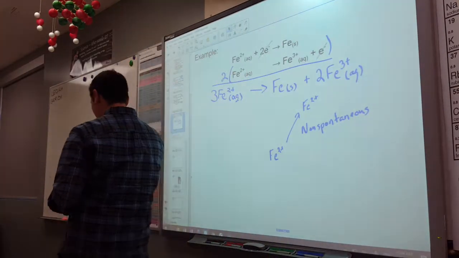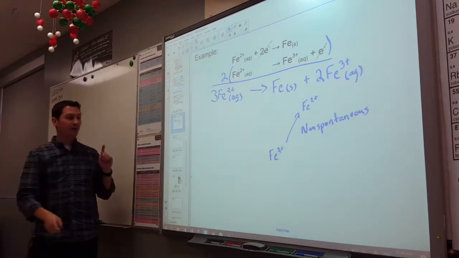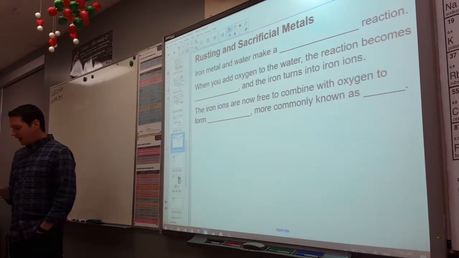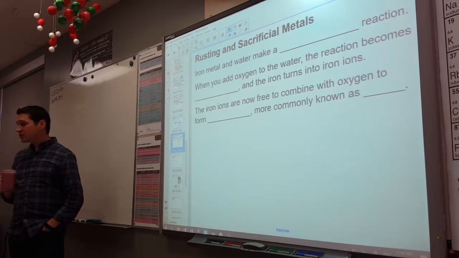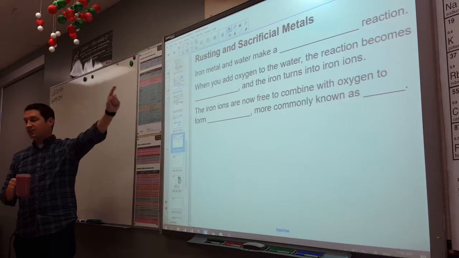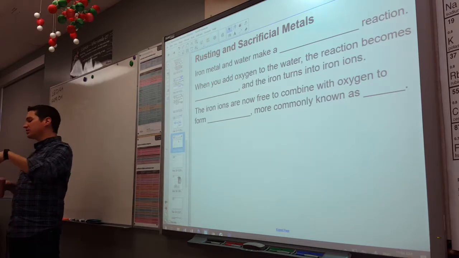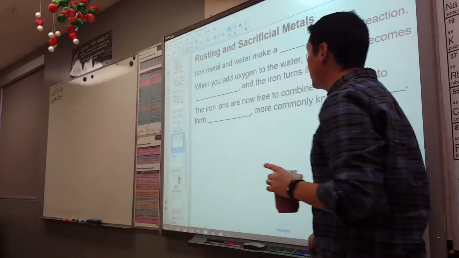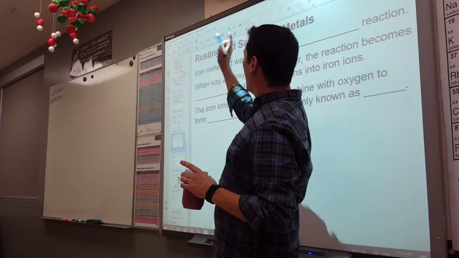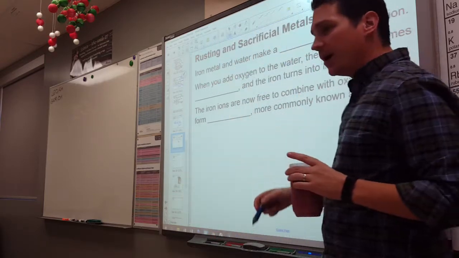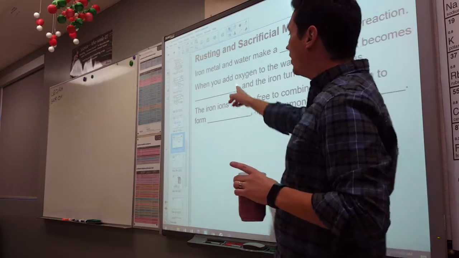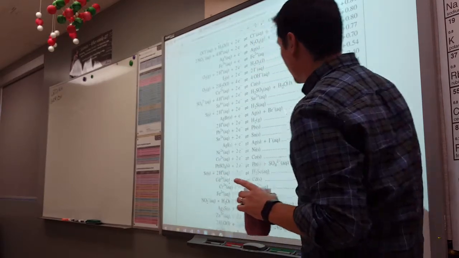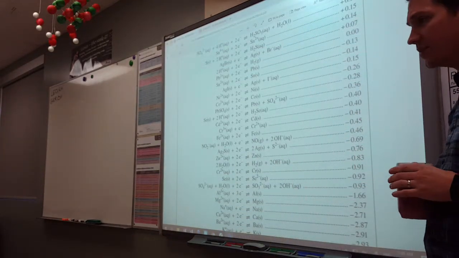Okay, so that's auto-oxidization. I want to talk just a little bit about rusting and sacrificial metals. And this will go back to predicting redox reactions. As soon as we're done this, I'm going to get you to do some predicting redox reactions practice, because I know over the weekends your brain's melted a little bit, and that's fine. Okay, iron metal and water, let's try this. I want you to find iron metal and water on your data booklet. Where is iron metal and where is water?